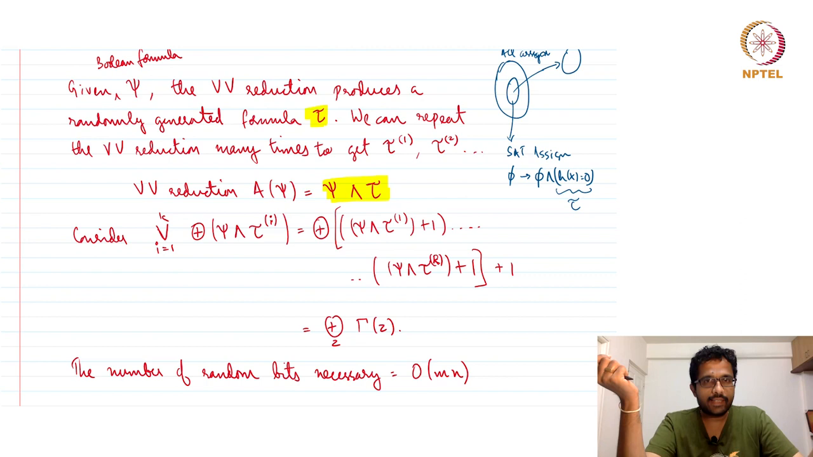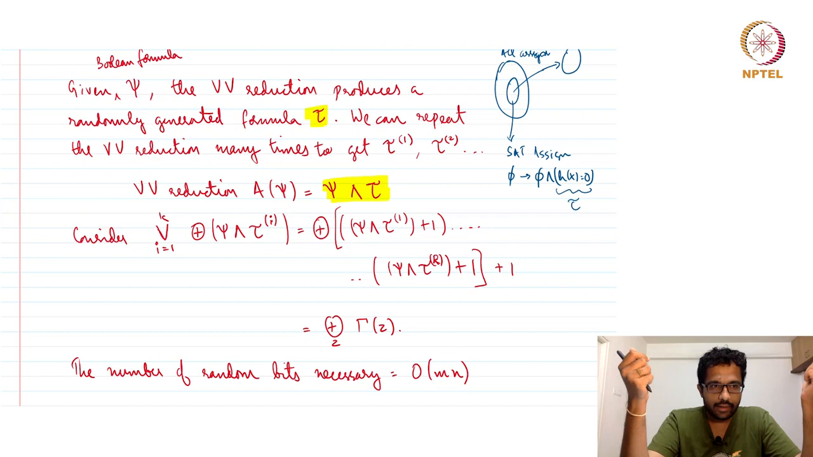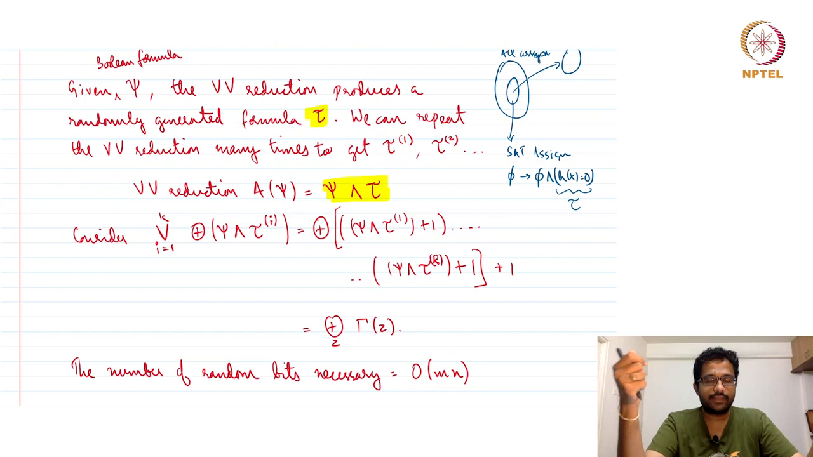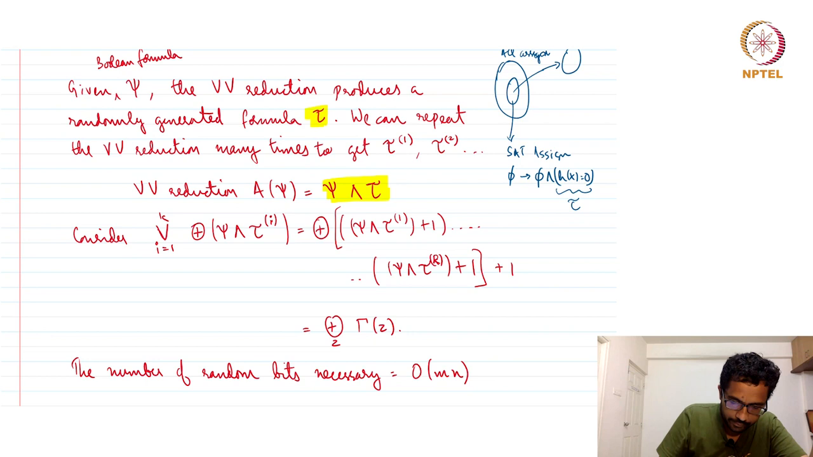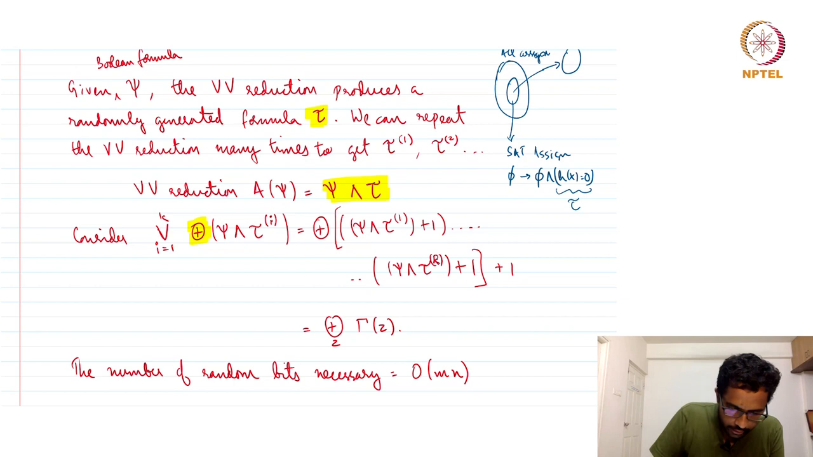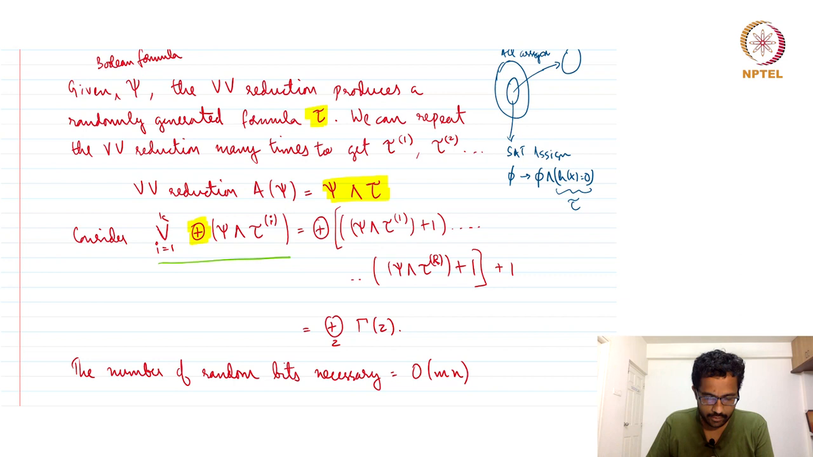So basically, you are doing an OR of any of these: psi and tau 1, psi and tau 2. Does any of them have exactly one satisfying assignment? And in order to boost it, this exactly one doesn't scale. So we will consider the parity, right? Exactly one means odd parity, and no satisfying assignments means even parity, right? So we want to take an OR of all these parity formulas, psi and tau i. If any of them has an odd parity satisfying assignment, then psi was a yes instance. Psi was also satisfiable, right? This is what we know.